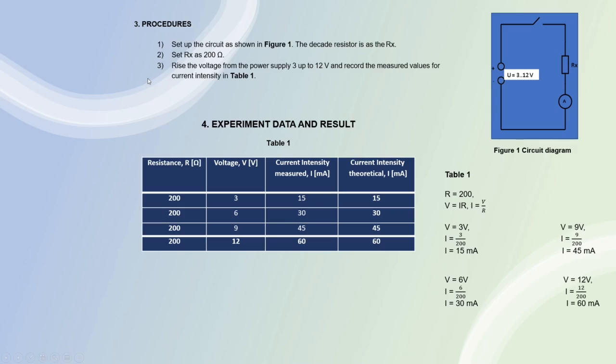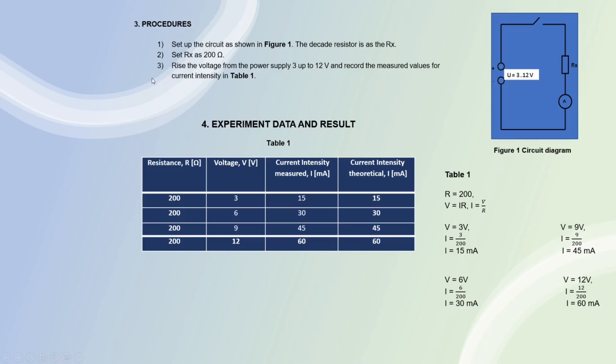Following the procedures, the first step is to set up the circuit as shown in figure 1. This figure 1 is the circuit diagram already given, and the decade resistor is the Rx. Set the Rx as 200 ohm, raise the voltage from the power supply from 3 up to 12 volts, and record the measured values for current intensity in table 1. We should get the same result as the calculation. The first step is we have to calculate first by using Ohm's law.